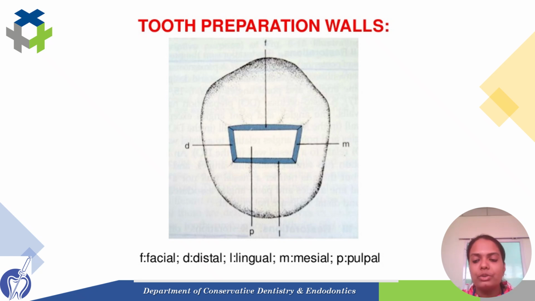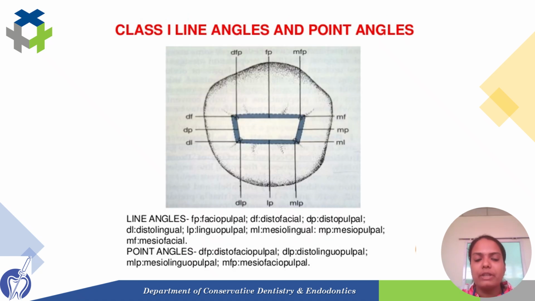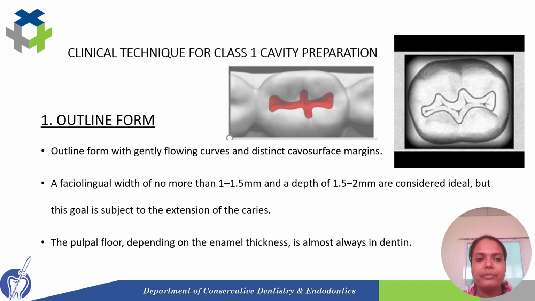Before we go into the depths of the cavity preparation, let us see what walls we have for a class 1 cavity. You will have a facial, lingual, distal, mesial and a pulpal floor. Then it is very important for us to know how many line angles and point angles there are in a class 1 cavity.